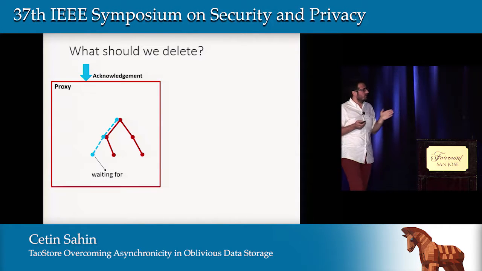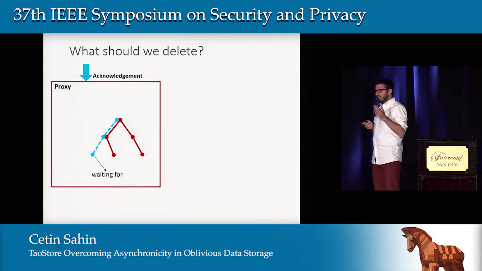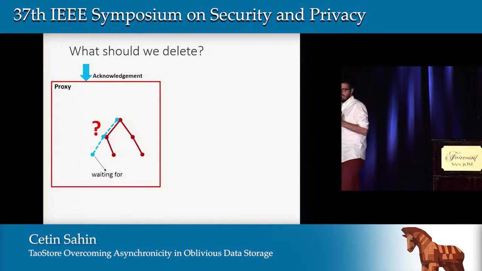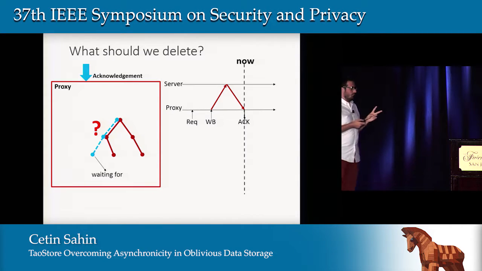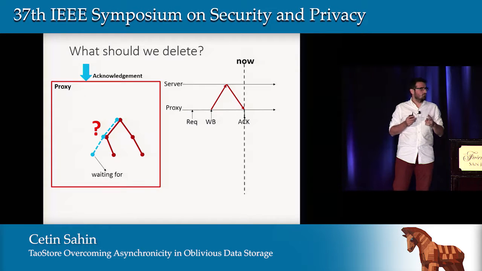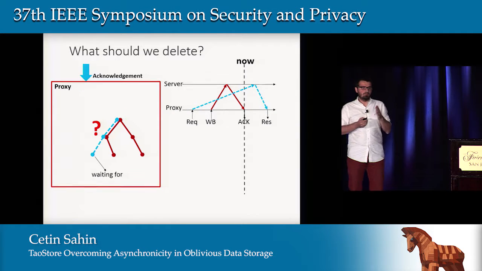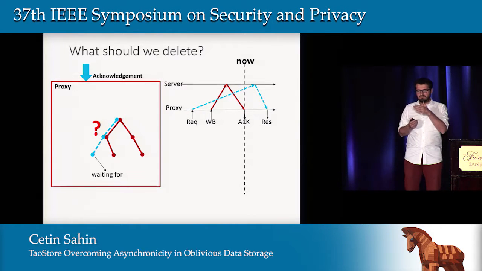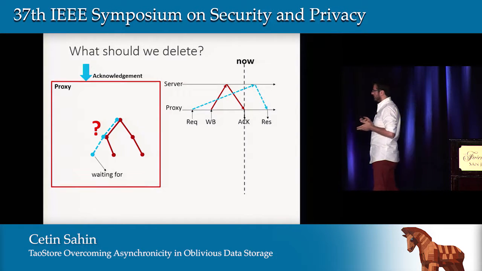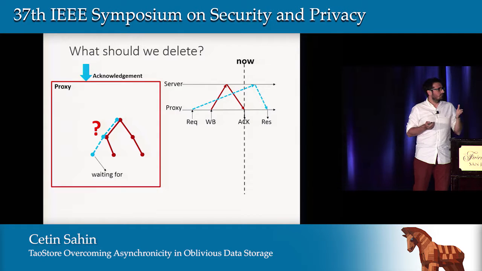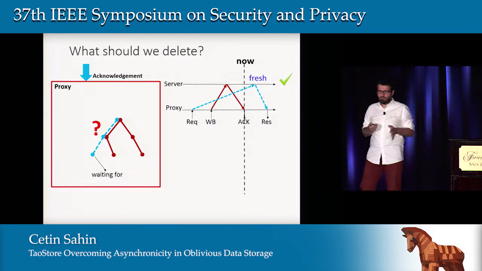We are at the time that we received an acknowledgement, and assume that we are waiting for a path that is shown with the blue dashed line. What part of the subtree do we need to delete? Consider a scenario, because the answer depends. Assume the write-back operation is processed at the server before it receives the path request. Then the proxy will get the up-to-date and fresh path. There is no problem here.